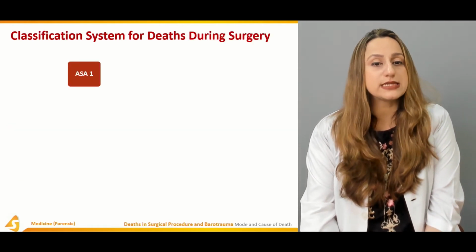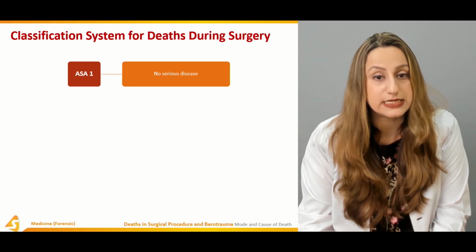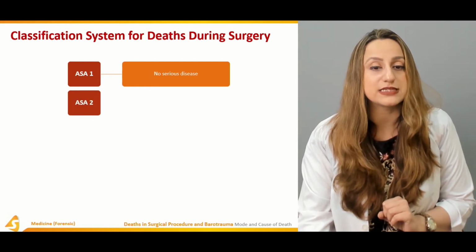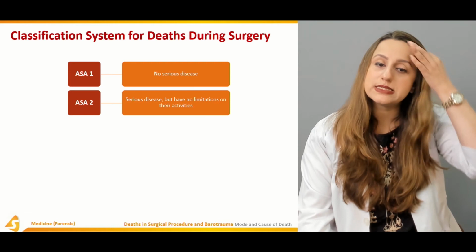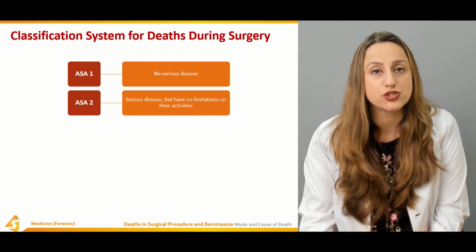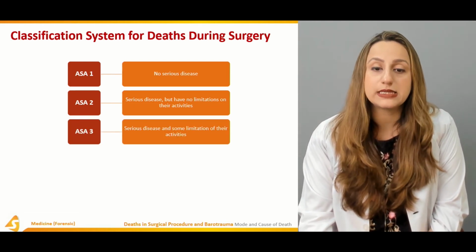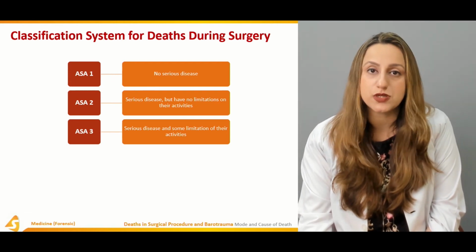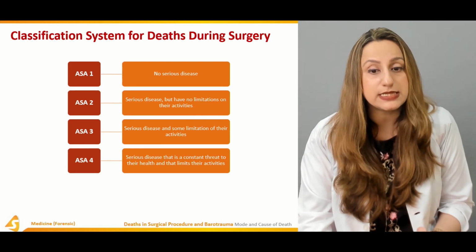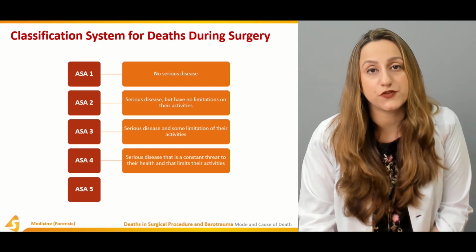Now, the classification system, this is according to the American Society of Anesthesiologists. So it is abbreviated as ASA, and they give 5 classifications for this. If no serious disease is found, it is ASA1, and if we have a serious disease but no limitations on their activities, it is ASA2. ASA3 is a serious disease with some limitations of their activities. ASA4 is when there is a serious disease that is a constant threat to their health, and it limits the activities of the person.